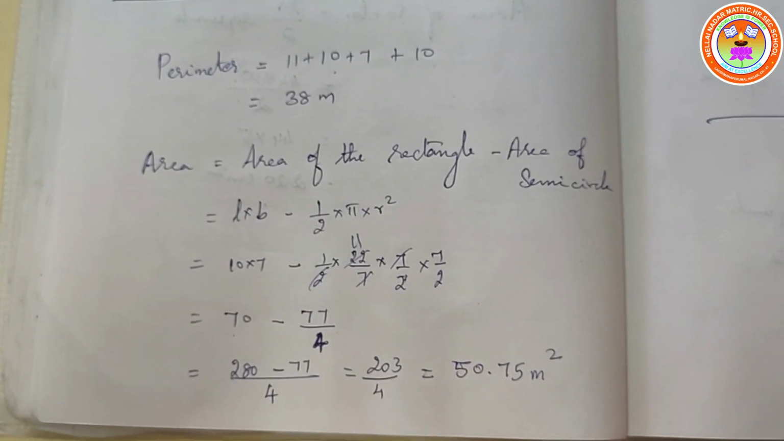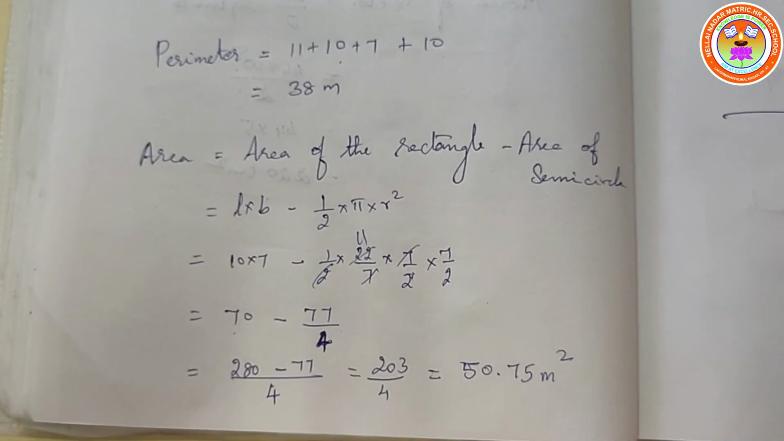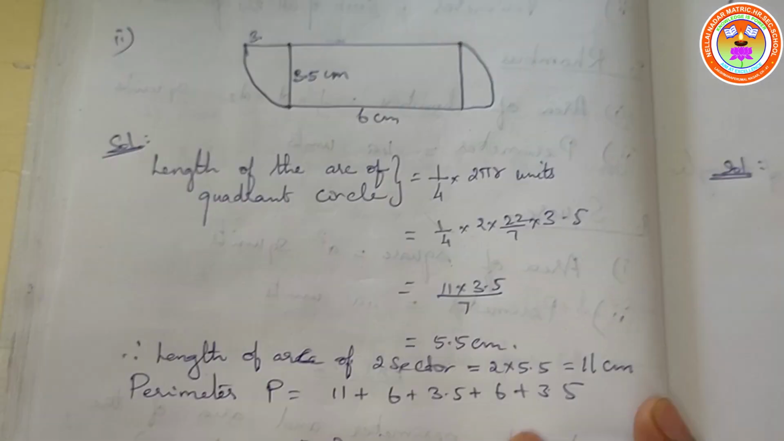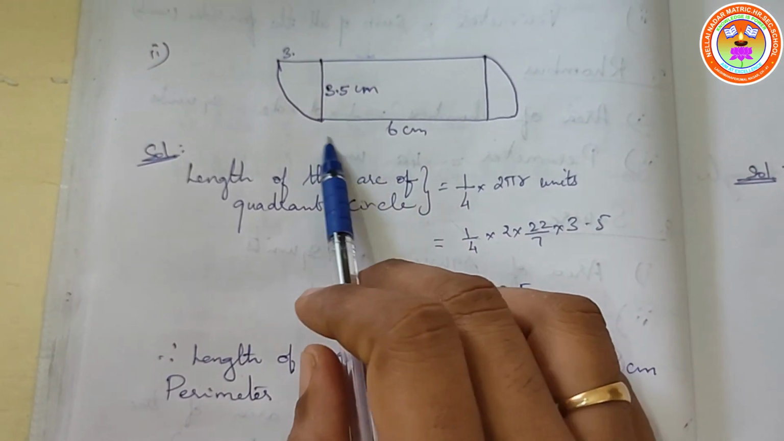Like this you have to write down. Clear? This is the first subdivision answer. Now we will move on to the second subdivision. The second diagram is given like this.